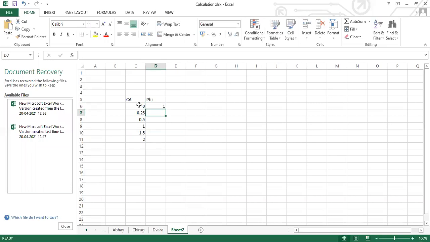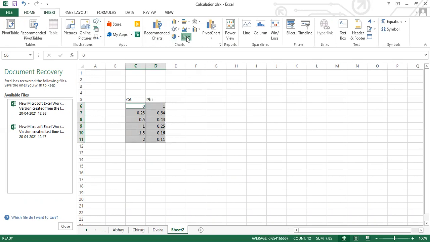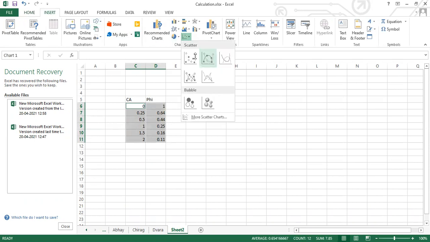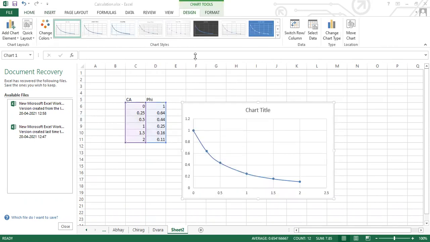Psi values: 1, 0.64, 0.44, 0.25, 0.16, 0.11. Okay, I have to draw a graph. So from this versus this. Okay, you see the graph. A very good graph is there.